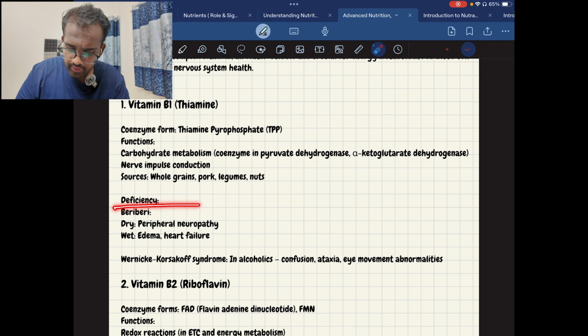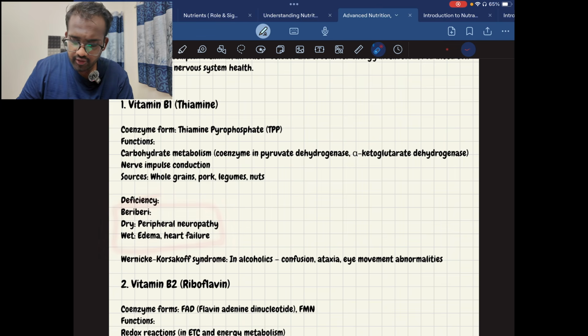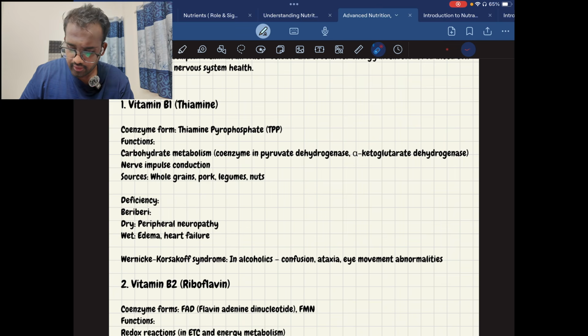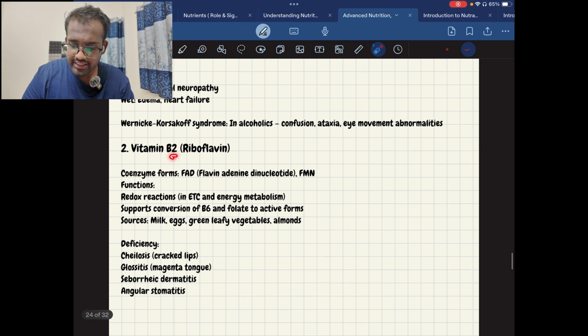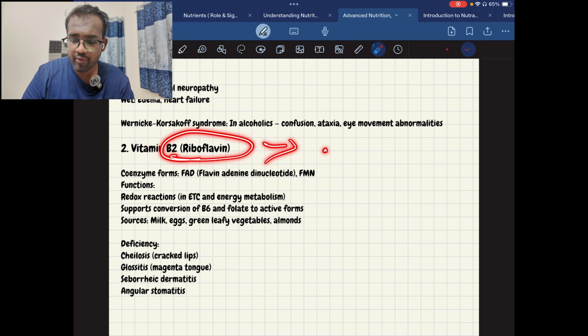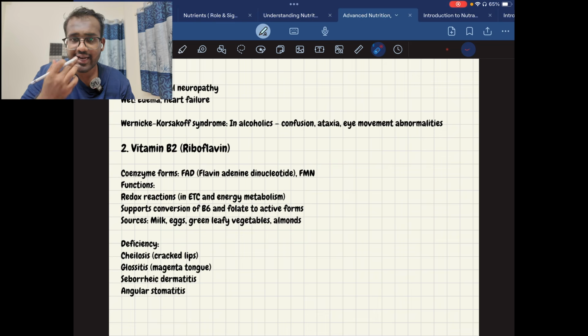Deficiency causes beriberi, peripheral neuropathy, edema, everything. And vitamin B2 is called riboflavin. Always remember, if there is riboflavin deficiency, there will be cheilosis. Cheilosis means there are cracks on the lips, which are caused by riboflavin deficiency.